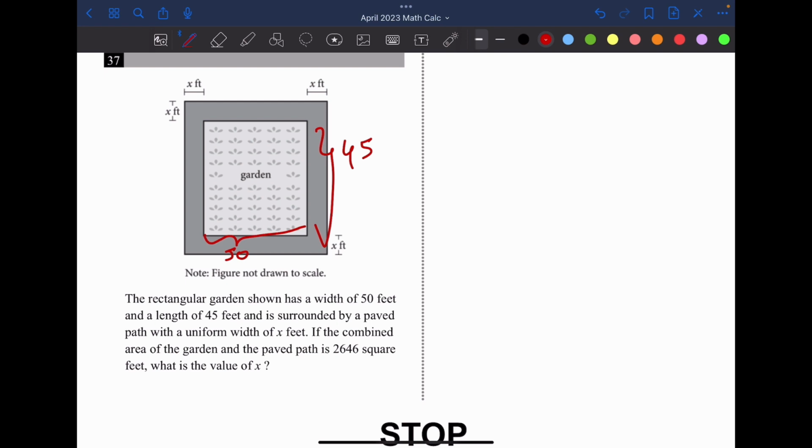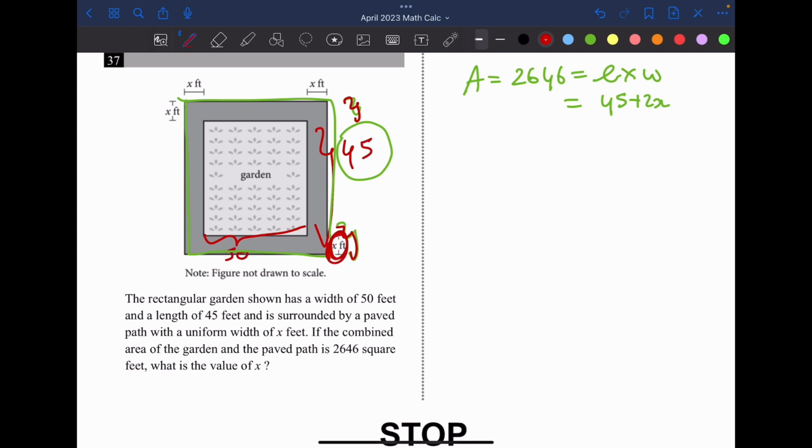Okay, so obviously to find the area of the entire thing, let's look at it. I'm going to draw it in green, but think of it as, once again, the area of the entire thing. So to find the area, which we know is 2646, we need to multiply the length times the width. In this case, the length, like we said, was 45, but that's only for the garden. How would you figure out what these two spots are? You would add x twice. So the length is 45 plus 2x, because we know that this spot over here and this spot over here is x. We have it given, and basically everywhere, this is x everywhere. That means this is going to be the length.